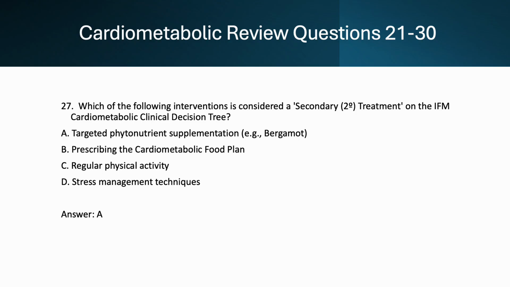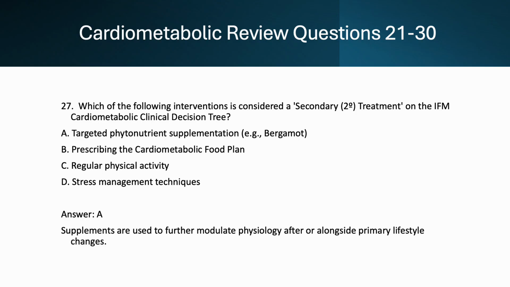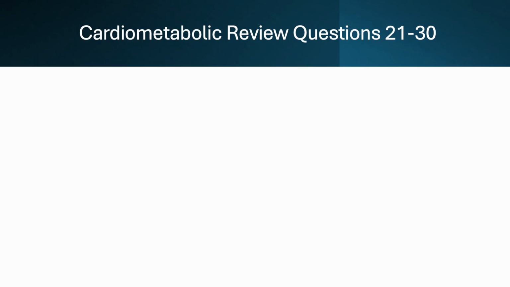Targeted phytonutrient supplementation, such as bergamot. So in the IFM cardiometabolic decision tree, lifestyle interventions such as diet, exercise, and stress management are primary treatments. The targeted phytonutrient supplementation, such as bergamot, is considered a secondary intervention used to further modulate physiology. B is incorrect because prescribing the cardiometabolic food plan is a primary lifestyle intervention. C is incorrect because exercise is also a primary intervention. D is incorrect because stress reduction is a foundational lifestyle therapy. So overall, the correct answer is A, targeted phytonutrient supplementation, such as bergamot.